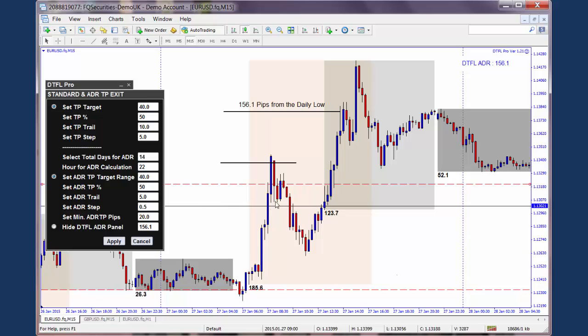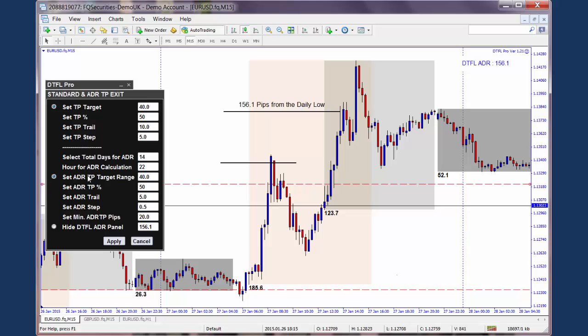Every 5 pips that the price moves north, the trail will move and follow it. So in incremental steps of 5 pips, as it goes to 45, the trail will move to 35. When it goes to 50, it'll move to 40. When it moves to 55, it'll move to 45, and it'll keep following until eventually it's hit. That's the standard take profit.